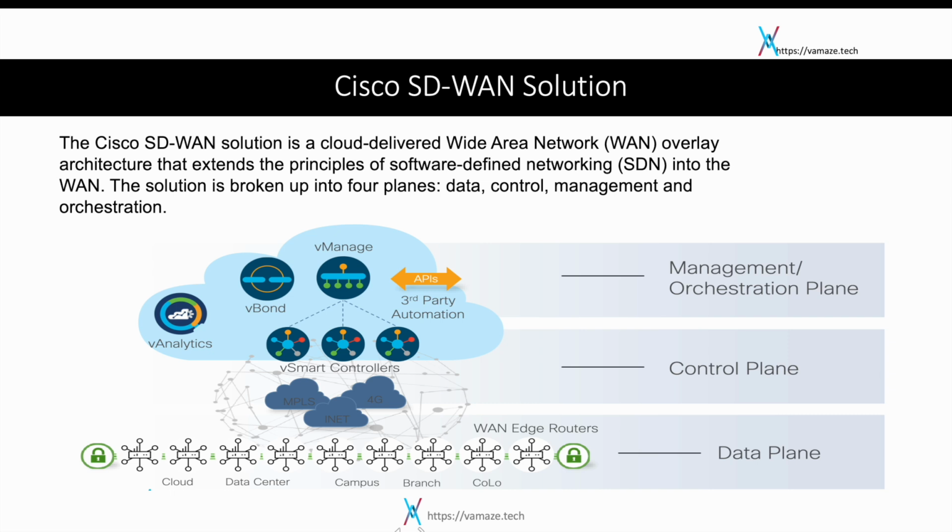The Cisco SD-WAN solution is a cloud-delivered wide area network overlay architecture that extends the principle of software-defined networking into the WAN. The Cisco solution is broken up into 4 different planes: data plane, control plane, management plane, and orchestration plane. Each component in SD-WAN plays its own role in one of these 4 planes. Let's see which component belongs to which plane.